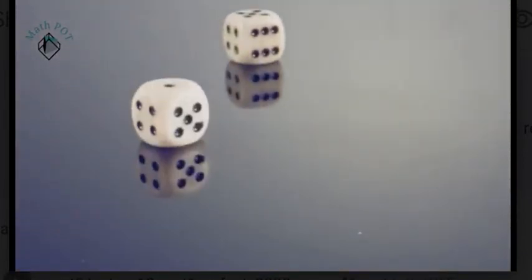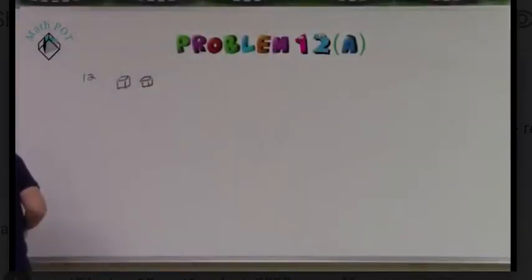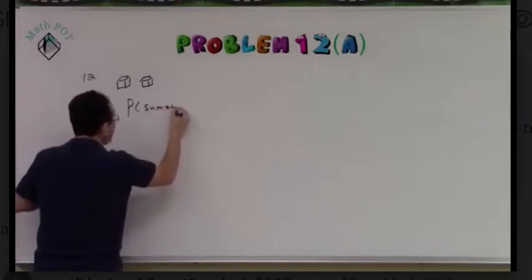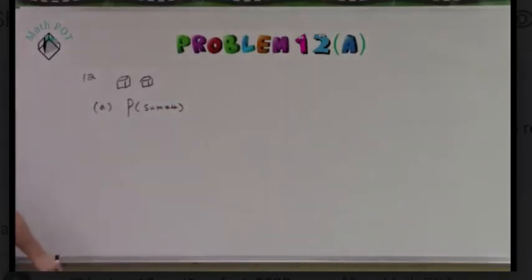So we roll a pair of dice. I'm going to talk about parts A, B, and C. Try to fully understand everything here. Part A is what is the probability the sum equals 4.